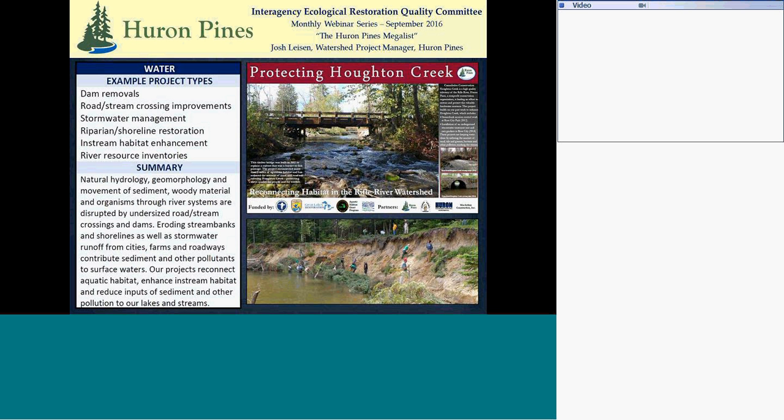So some example project types in our water program would be dam removals, road stream crossing improvements, stormwater management, stream bank stabilization projects, and installing in-stream habitat for fish cover. And the goals of our water program include protecting clean water, reconnecting aquatic habitat, and enhancing habitat for aquatic wildlife.